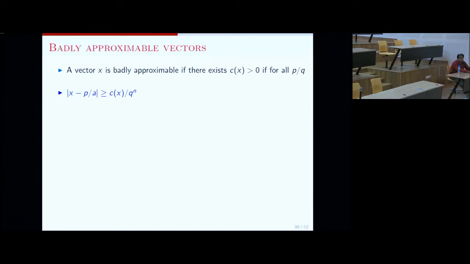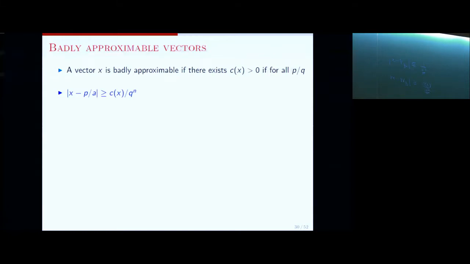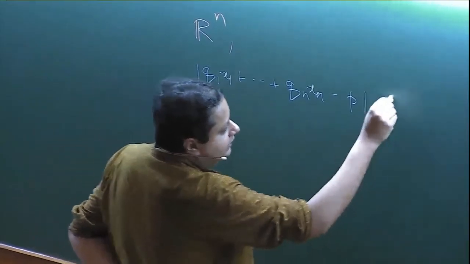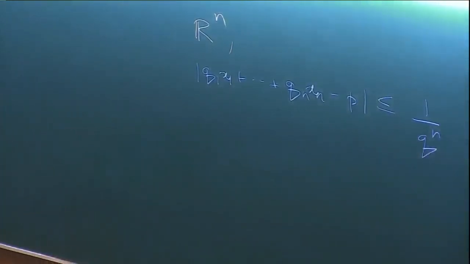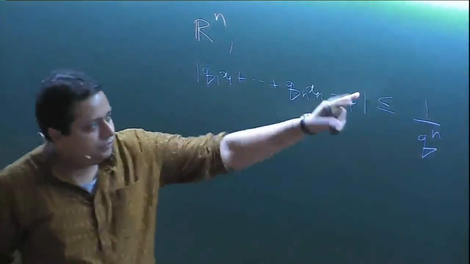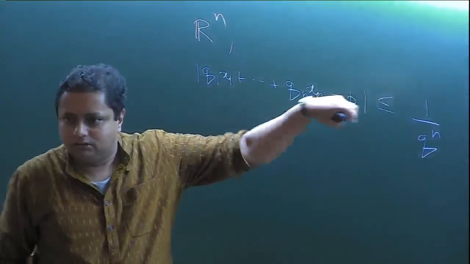So what I meant to say was, in higher dimensions, we would say that a vector is badly approximable. The version of Dirichlet's theorem would be, for example, that |q1 x1 + ... + qn xn − p| is less than or equal to 1 over q to the n. And the vector would be badly approximable if you could replace this by a smaller constant.